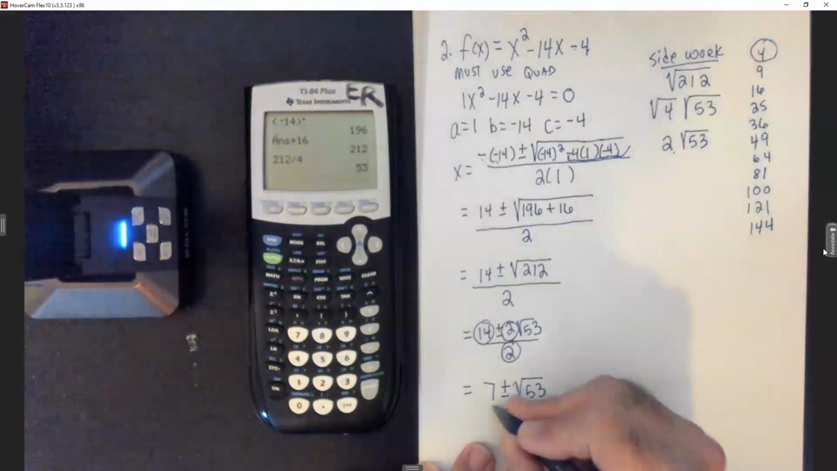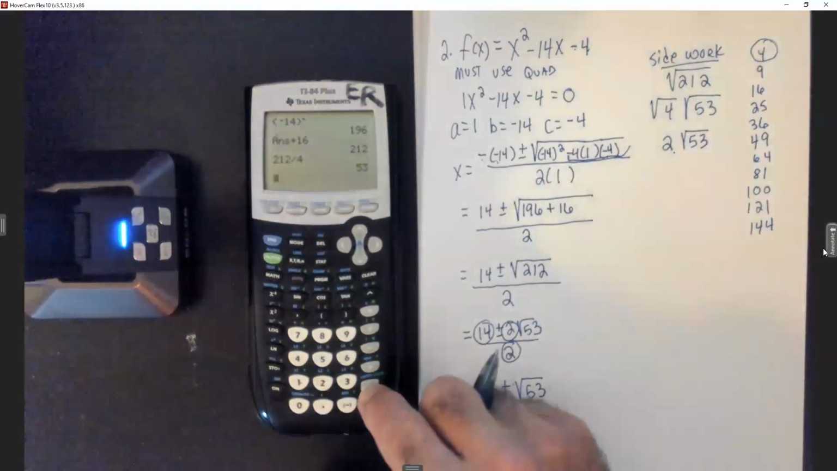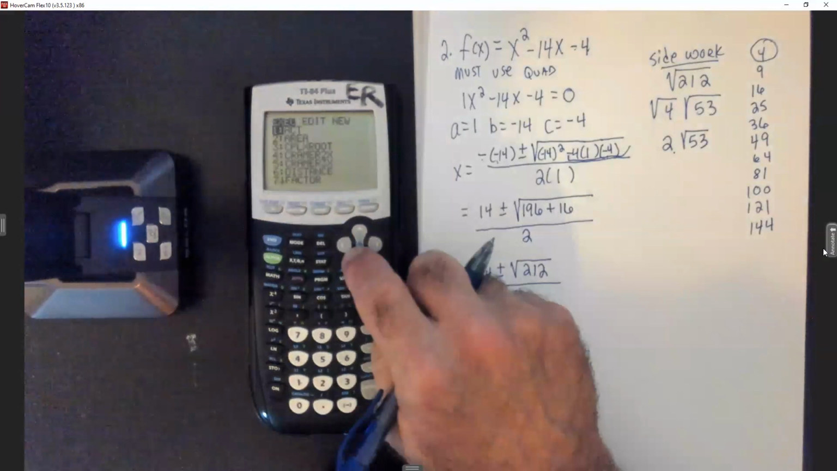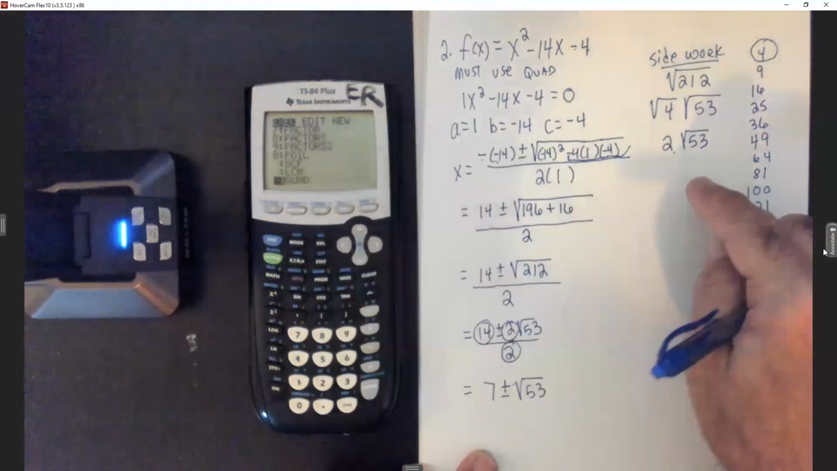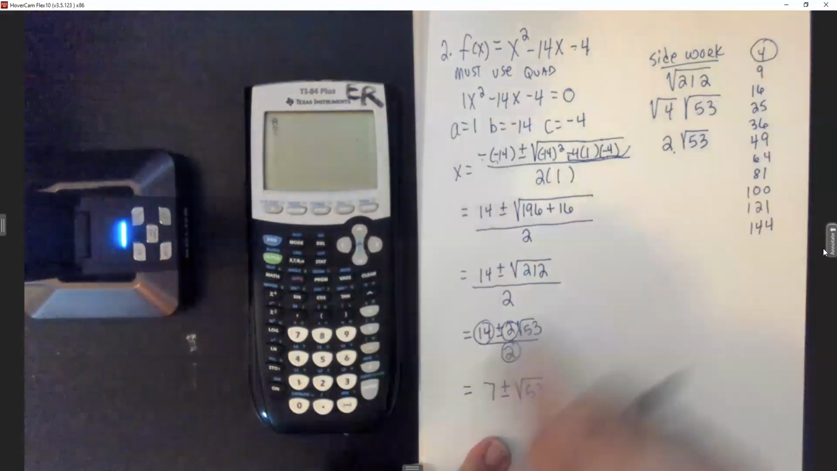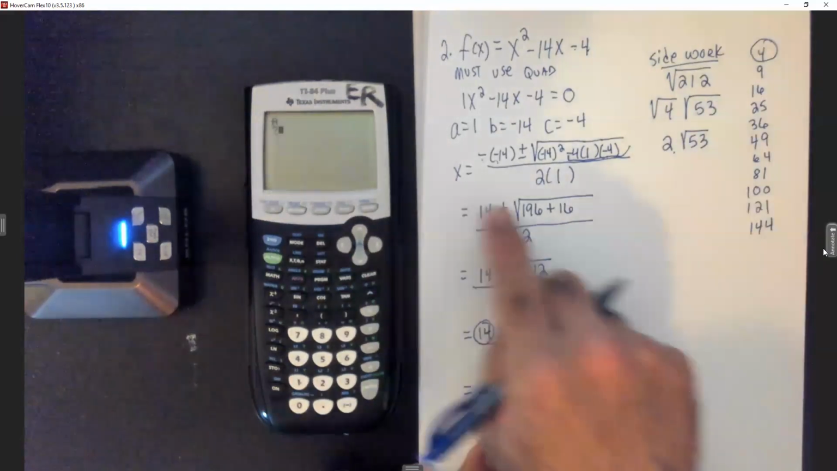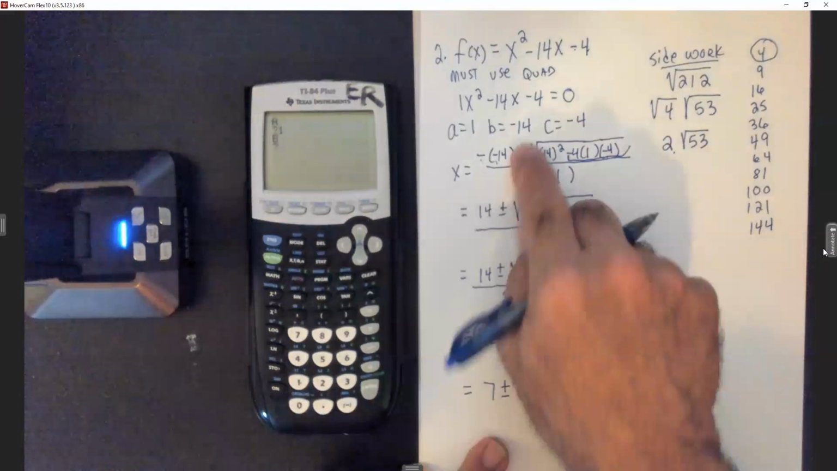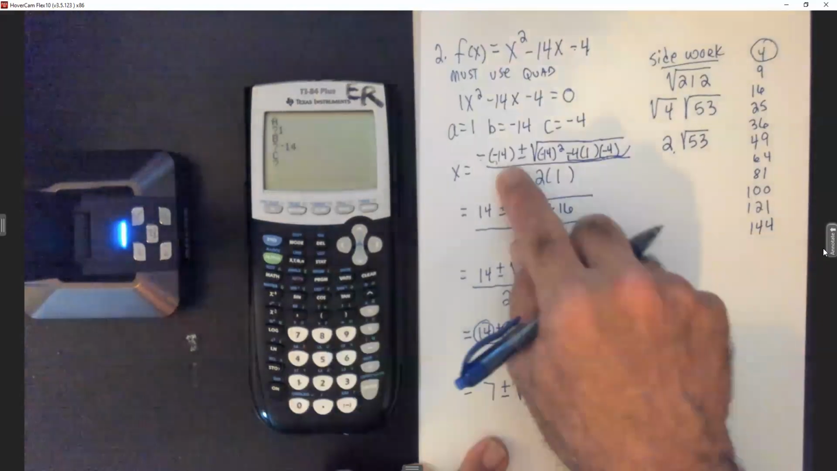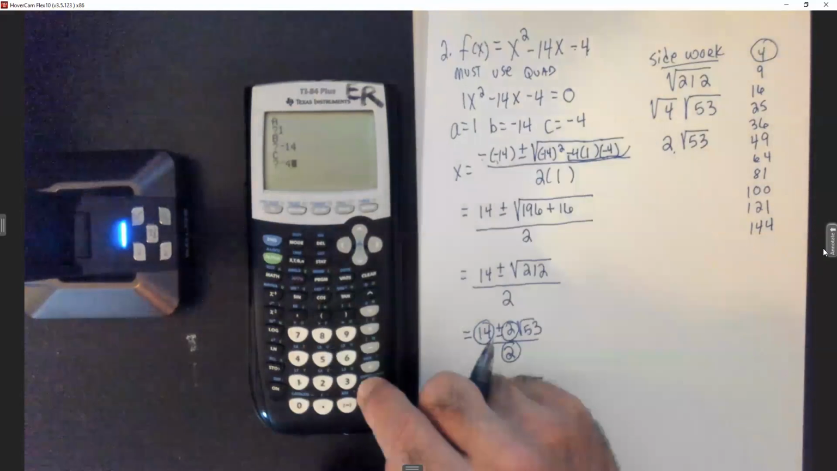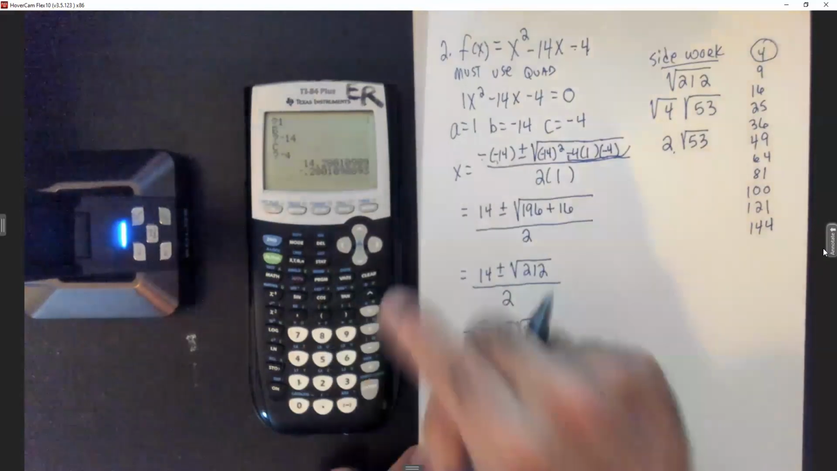Now watch this. Program. Because if you don't like simplifying radicals, this calculator don't mind. A was 1, B was negative 14, and C was negative 4. Now watch, the calculator first will give you decimals, but I don't want decimals. I want these radical answers.